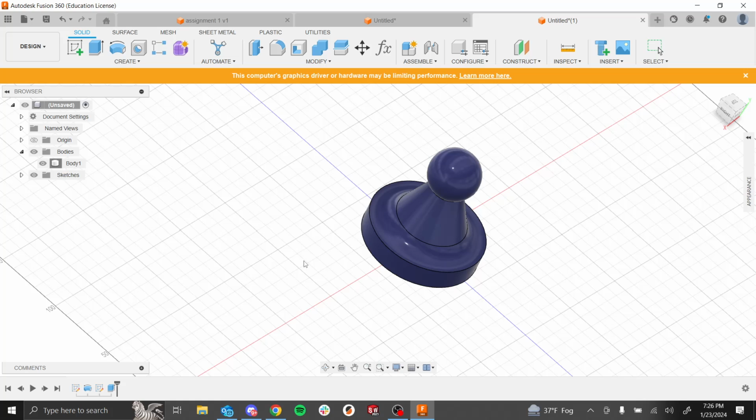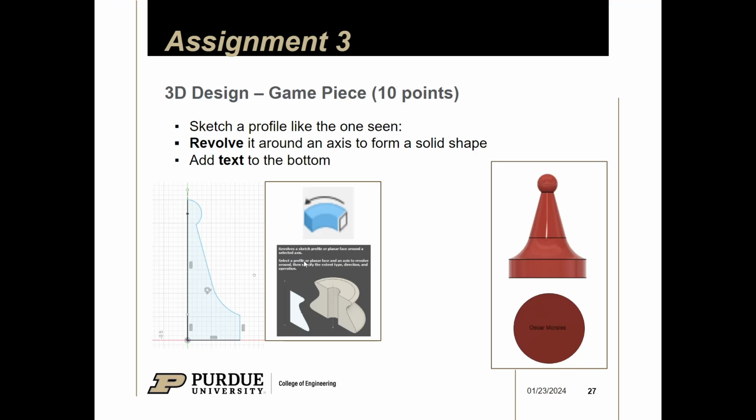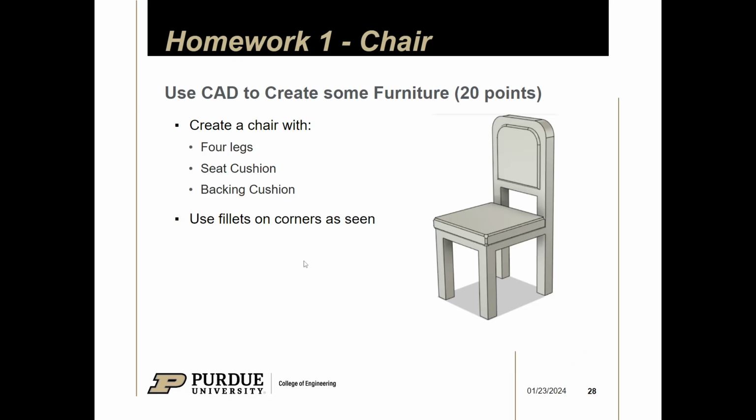That's the assignment. You have homework. I'm not going to be doing the homework assignments in these classes, but it's basically taking what you learned today and expanding on it. So here's a chair. Your homework is to make a chair. It's just a bunch of extrudes and stuff like that. You can use fillets. If you're interested, the rubrics are also posted, so you know exactly what I'm grading on.